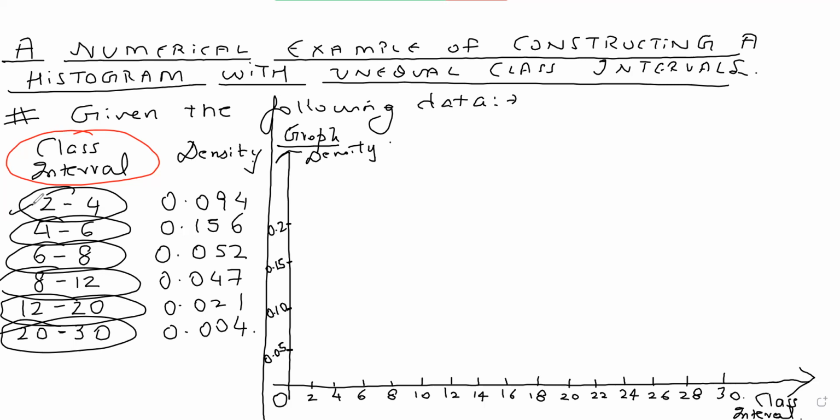So let's plot. 2 to 4 is 0.094. 0.094 will be somewhere here, and I make a rectangle. 4 to 6 is 0.156, somewhere here. 6 to 8 is 0.052.